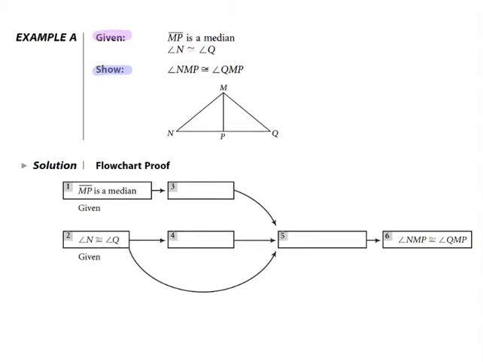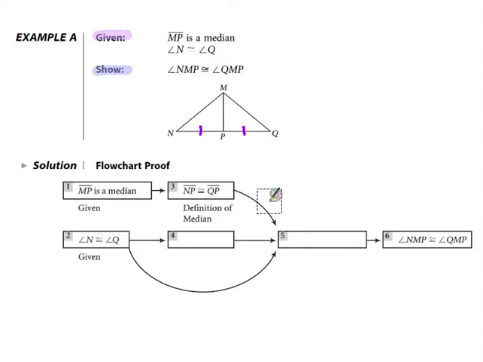Now let's write down what we know. We know that MP is a median. So what does that mean? It's in the middle. In other words, what does that tell me? That tells me that NP equals PQ. So what do you think goes in box 3 here? NP equals QP. Reason? Definition of a median. That's why. We know that a median is defined to be that.